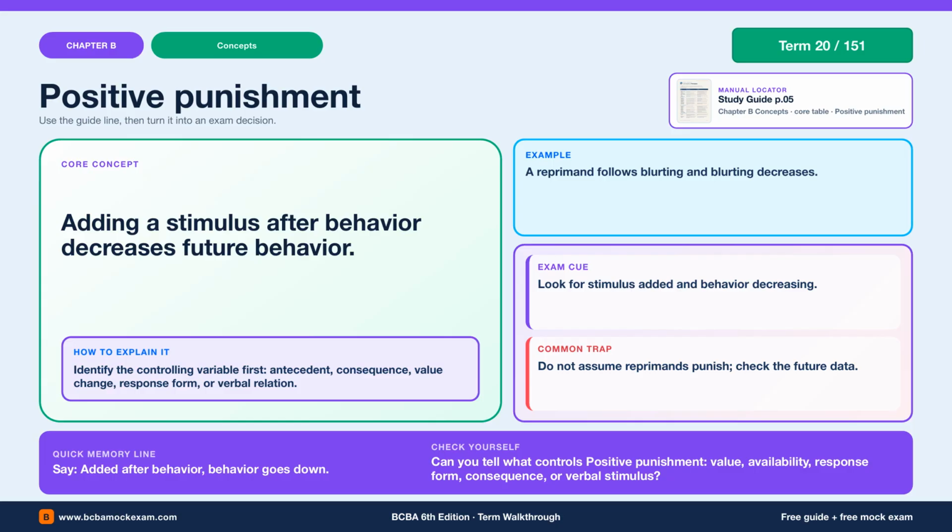It might function as attention and increase behavior. Always check the future effect. Memory line: added after behavior, behavior goes down.